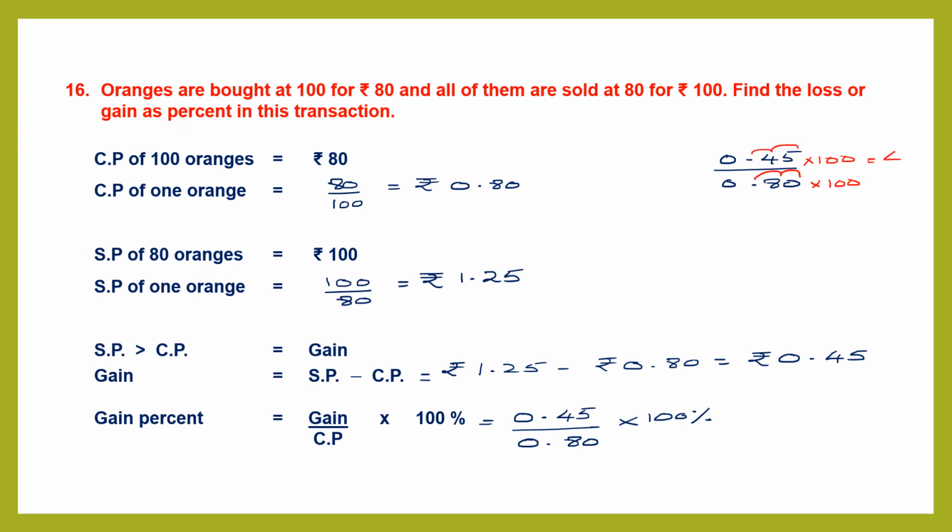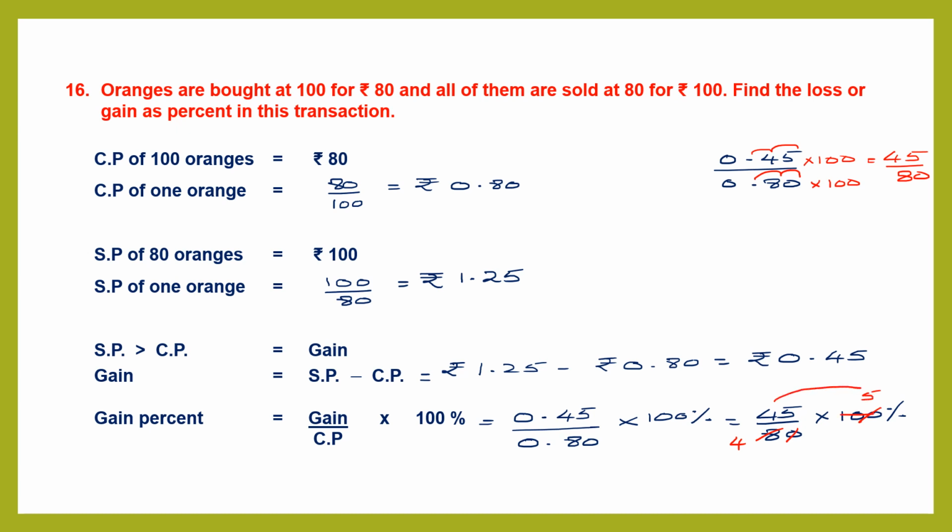So what do we have here? 45 by 80. So let's write that down here. 45 by 80 into 100%. So cancel all that you can. Let's cancel 1 zero here and 1 zero here. So we just have 45 by 8 into 10. We can cancel 8 and 10 by 2. 2 4s are 8 and 2 5s are 10. Now that's it. We can't cancel anything more.